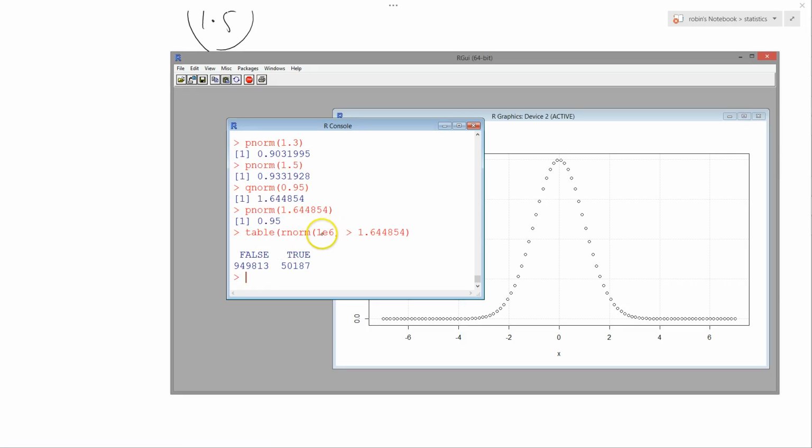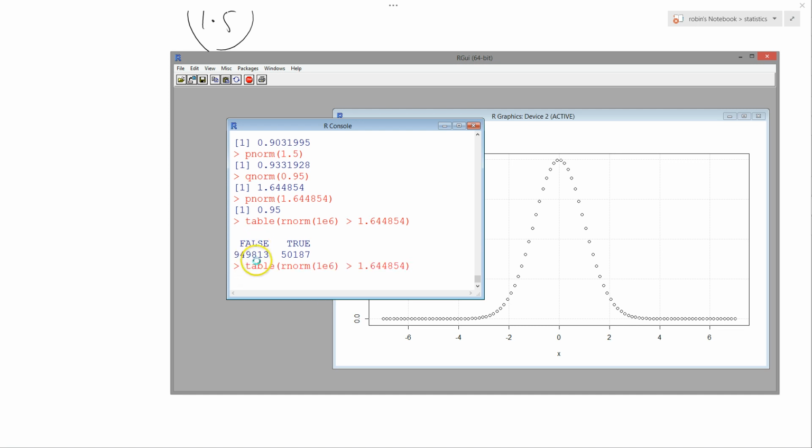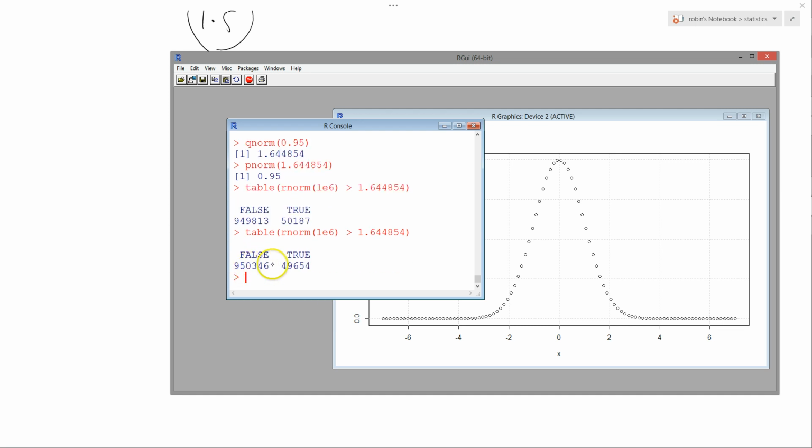So 5% of 1,000,000 is 50,000, right? And we get 50,000 and a tiny, tiny bit extra. And look, that should be 950,000, I guess. And look, it's 949,800 and something. So it's pretty close. I'll just do it again, just to emphasize that these are random numbers. And you see it's slightly above 50,000 and slightly below here. So that's pretty good evidence.